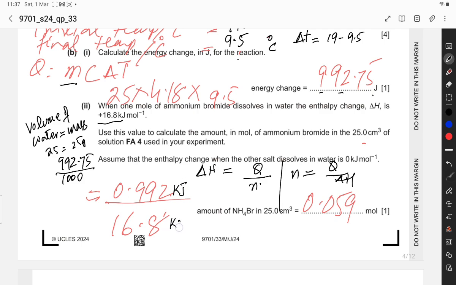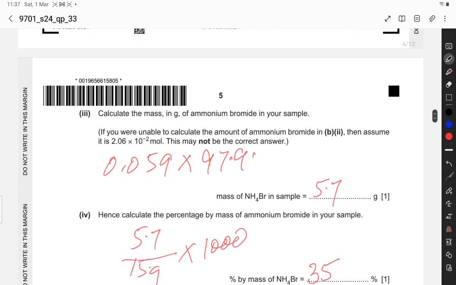This is also kJ per mole, and this is kJ, and the mole is equal to 0.992 divided by 16.8, by using this relationship ΔH is equal to Q over n. If we have to find the moles, then moles is equal to Q over ΔH. So the answer is 0.059. Calculate the mass in grams of ammonium bromide in your sample.